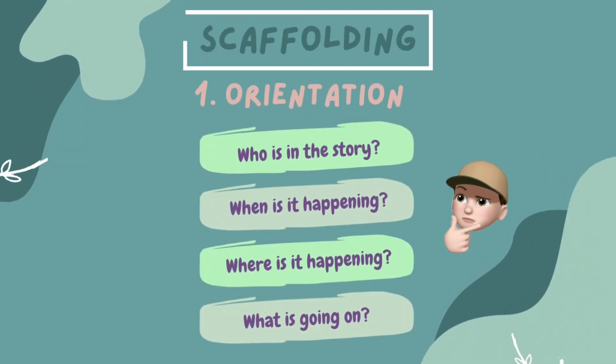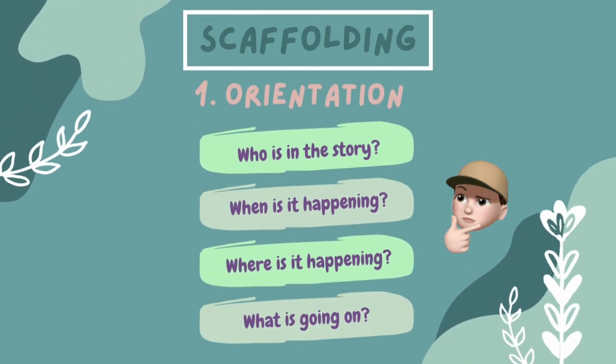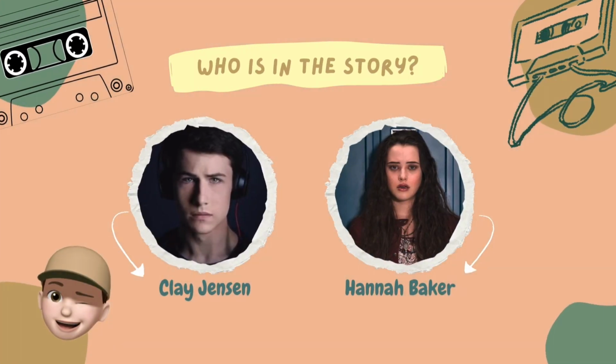Scaffolding. The narrative scaffold is organized with number 1, the orientation, which defines who is in the story, when it is happening, where it is happening, and what is going on with the story. First of all, who is in the story?